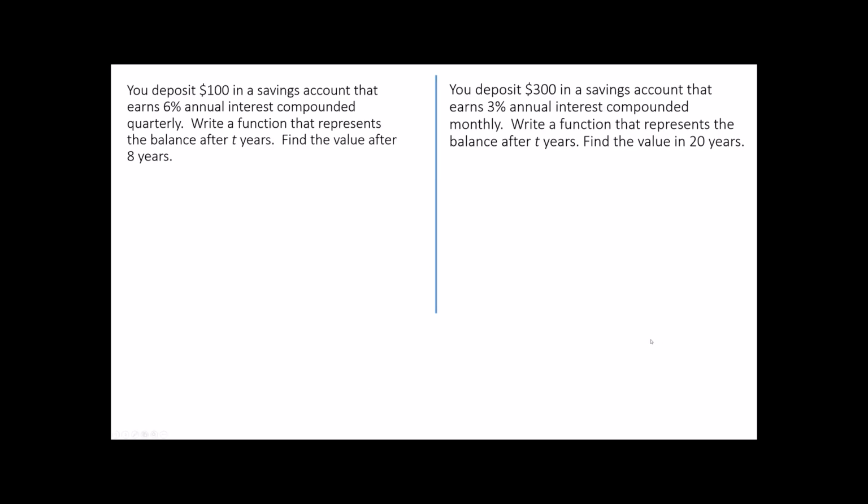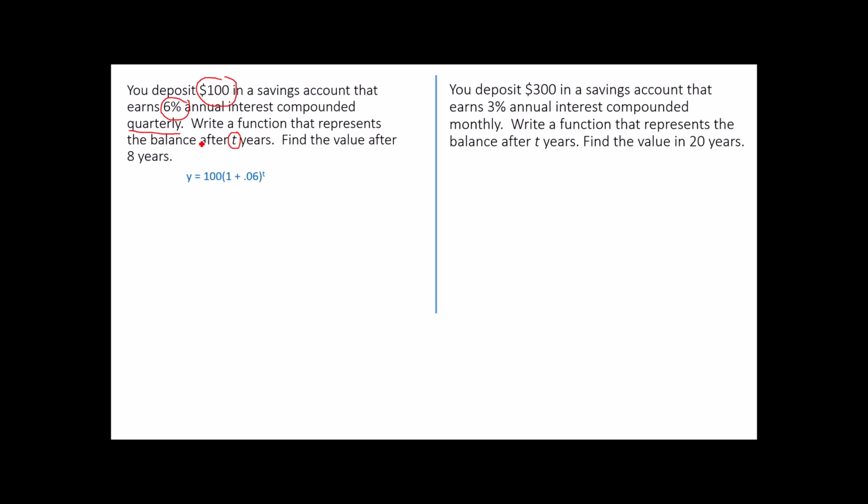Let's try this again. You deposit $100 in a savings account that earns 6% annual interest compounded quarterly. I'm going to circle a couple things here. I'm putting $100 in, I'm earning 6%, and I'm compounding quarterly. Quarterly, you remember, means 4 times a year, and I want a function that's going to work for T years.